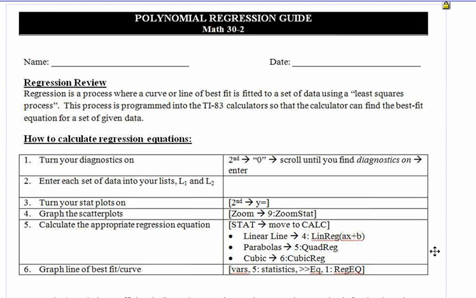Everyone have their calculator out. You need a graphing calculator.